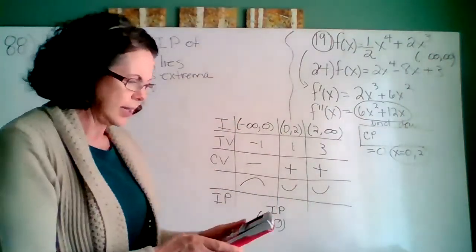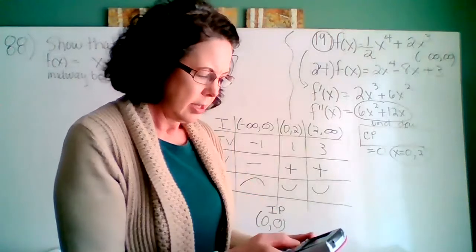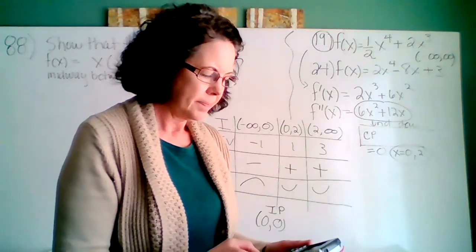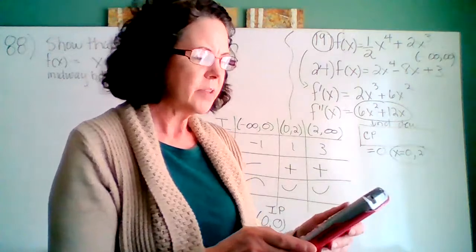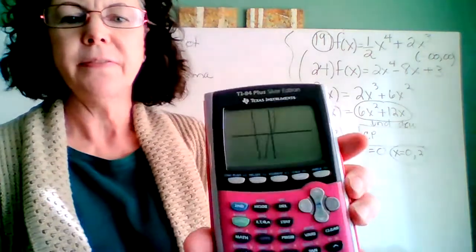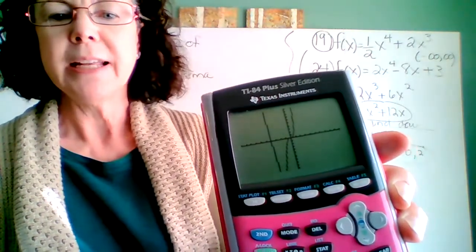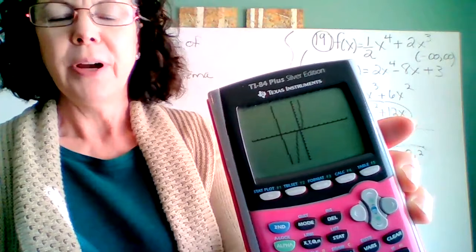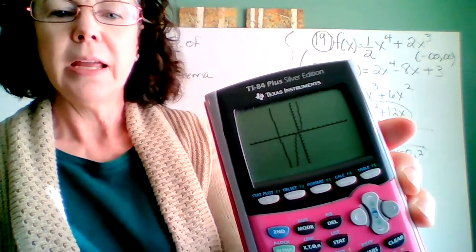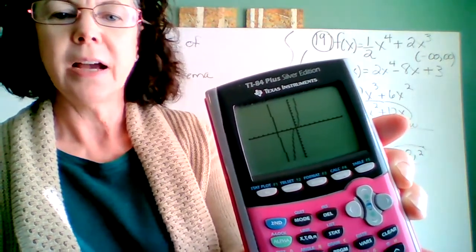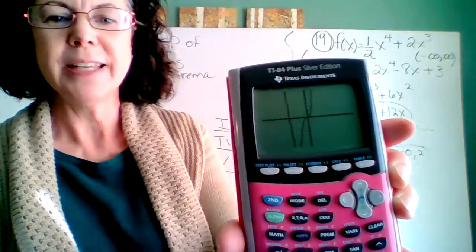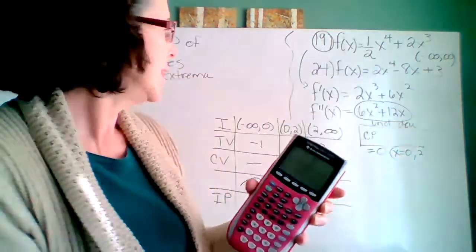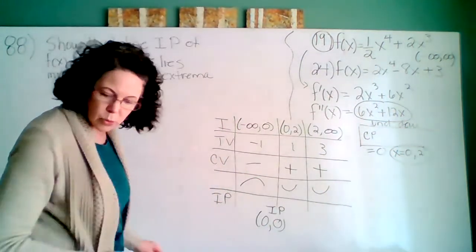Let's actually look at it on the calculator. Zoom 6. There we go. It went a little off the screen, but you can see there is, in fact, an inflection point at 0, 0, and that it does change concavity there, and that there are no other inflection points. I don't see the concavity changing. There we go. All right, let's try number 24.